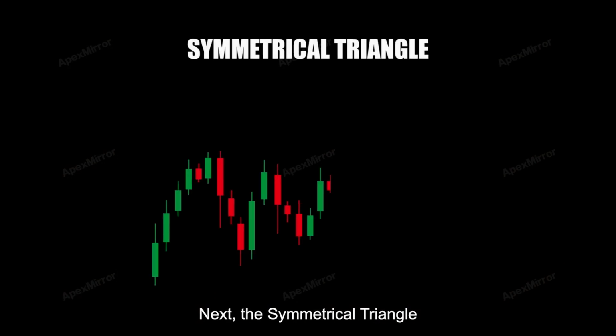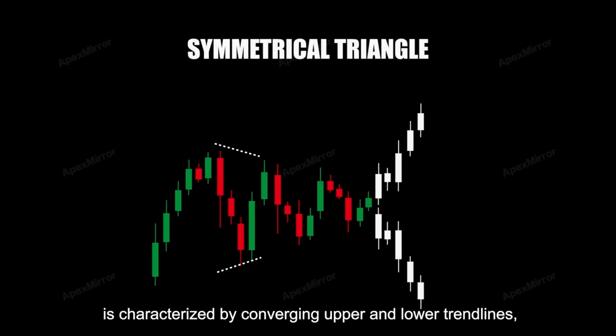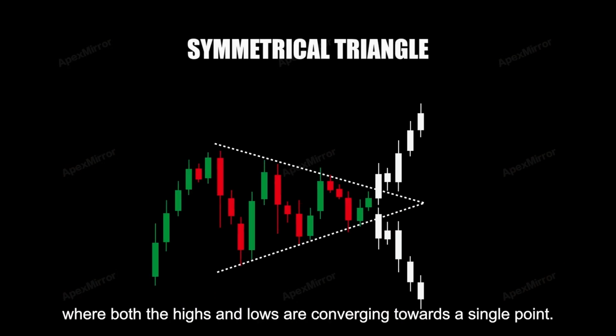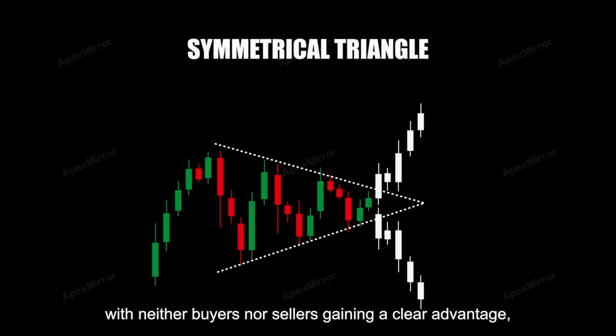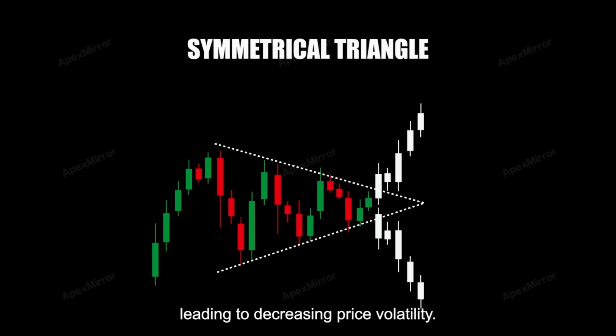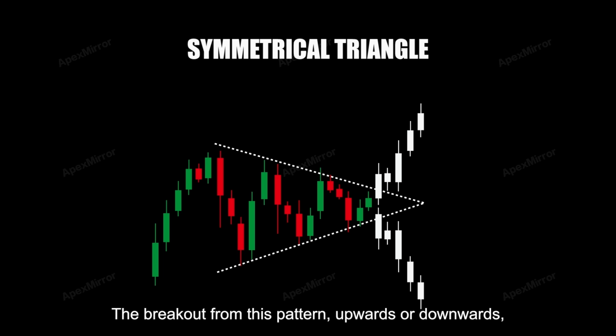Next, the symmetrical triangle is characterized by converging upper and lower trend lines, where both the highs and lows are converging towards a single point. This pattern suggests a period of consolidation, with neither buyers nor sellers gaining a clear advantage, leading to decreasing price volatility. The breakout from this pattern, upwards or downwards, will indicate which side has eventually dominated, setting the future course of the price trend.